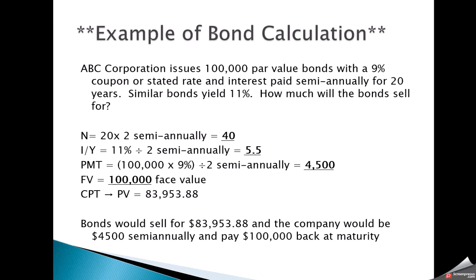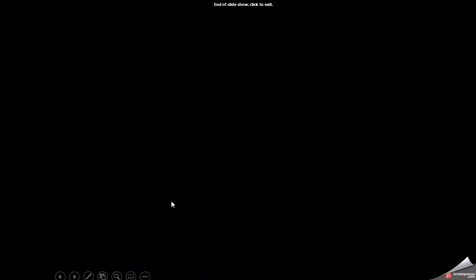So then we see when we compute the present value, we would pay $83,953.88 for these bonds, which means they're selling at a discount. And they're selling at a discount because they are paying only 9% in interest, and other bonds of a similar nature are paying 11%. So people are not going to be willing to pay the whole $1,000 per bond. They'll have to be sold at a discount. So that is kind of the general overview of bonds, but you want to understand how to compute the present value as well as to read those bond tables.